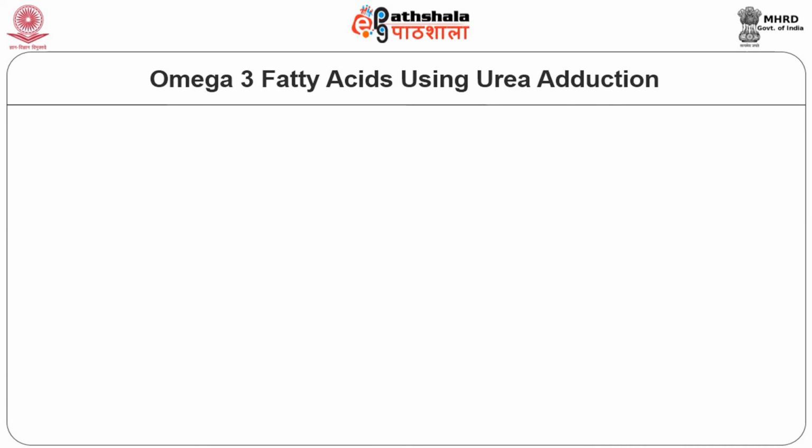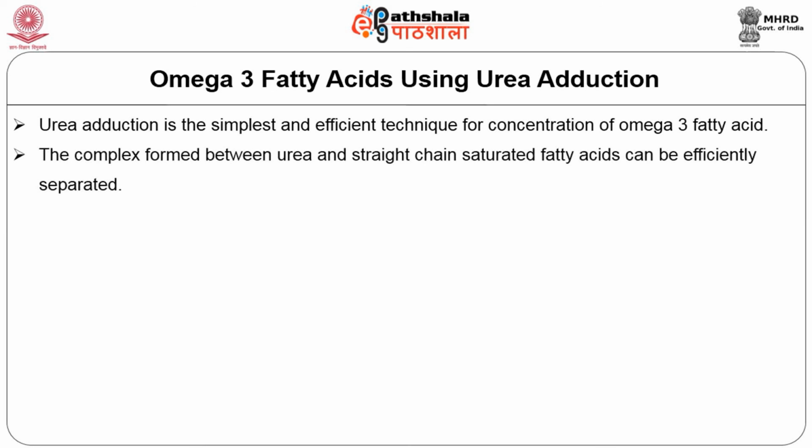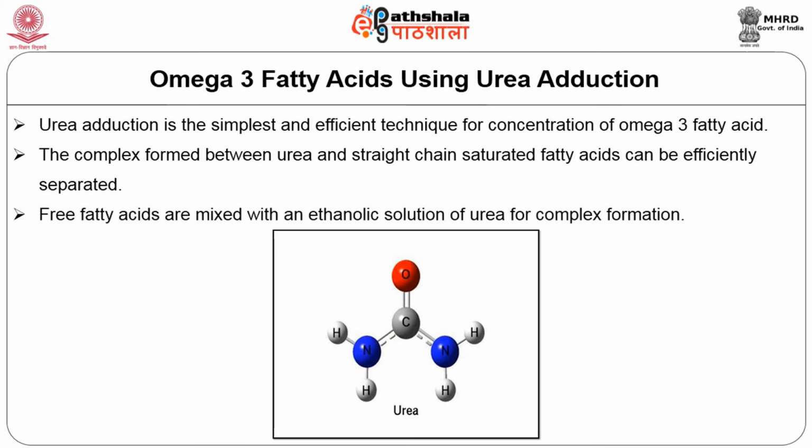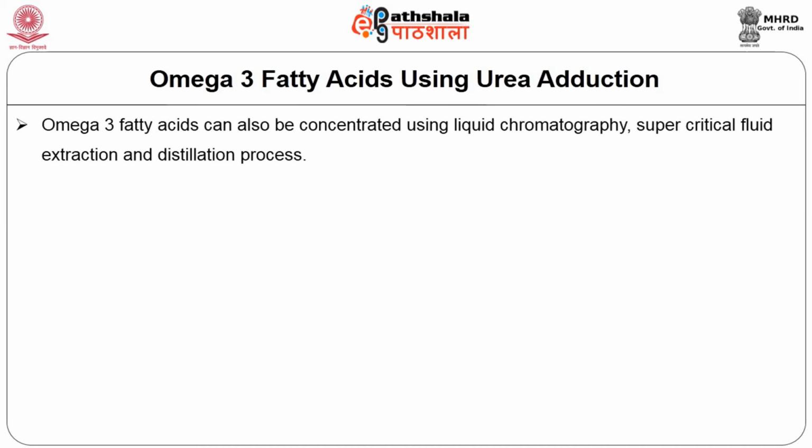Let us learn the process of producing omega-3 fatty acid using urea adduction. Urea adduction is the simplest and efficient technique for concentration of omega-3 fatty acid. The complex formed between urea and straight chain saturated fatty acid can be efficiently separated. Free fatty acids are mixed with an ethanolic solution of urea for complex formation. Urea molecules form solid phase complexes with saturated and monounsaturated fatty acids and crystallize out on cooling and may be removed by filtration.